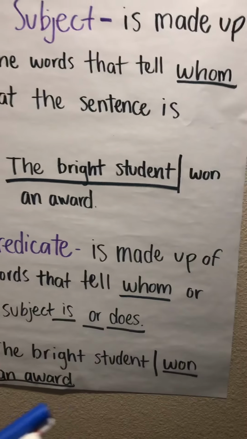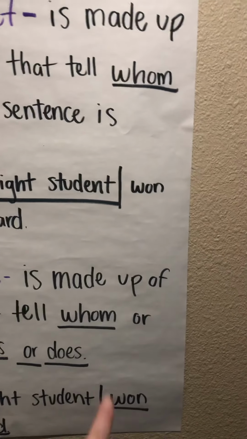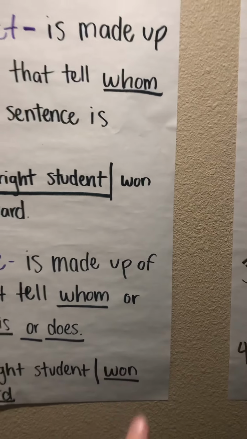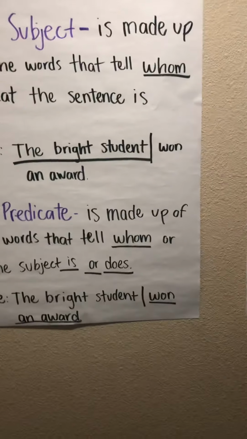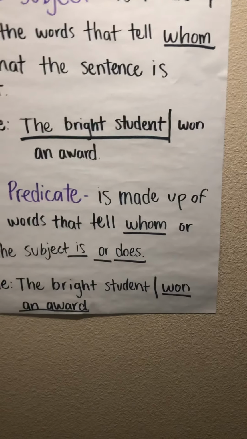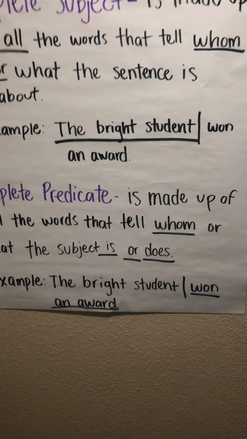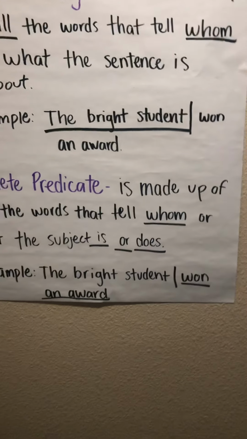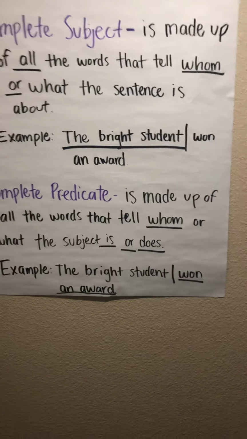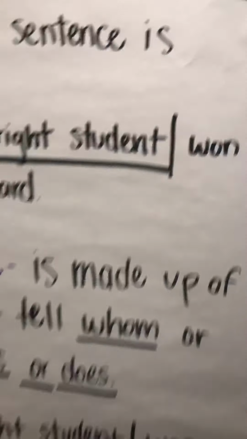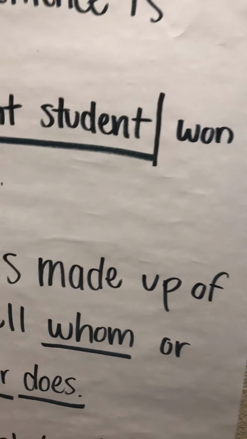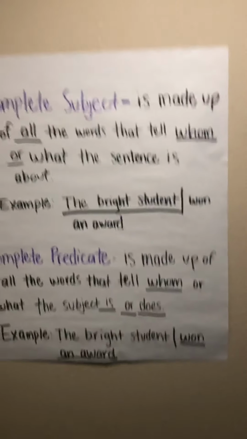Notice we already know our complete subject. We know this is our subject line where our noun and our verb meet. So now the rest of the sentence is going to be our complete predicate, okay? It's what the bright student did. And what did the bright student do? Won an award. So you are going to underline won an award because that is our complete predicate.